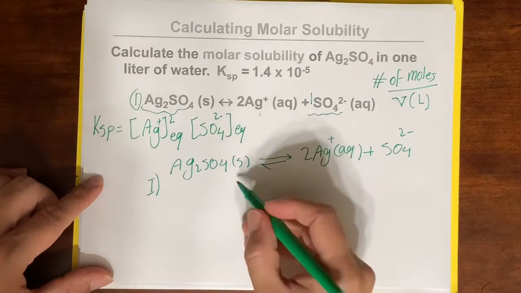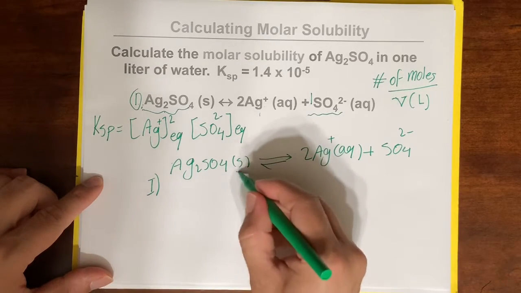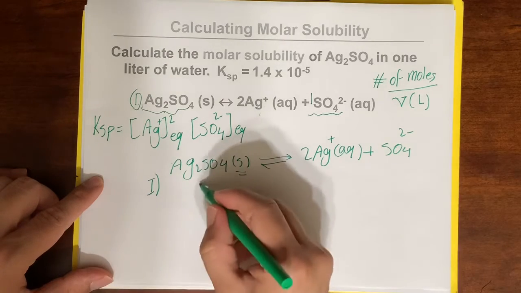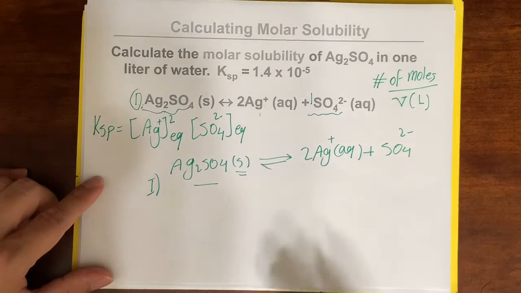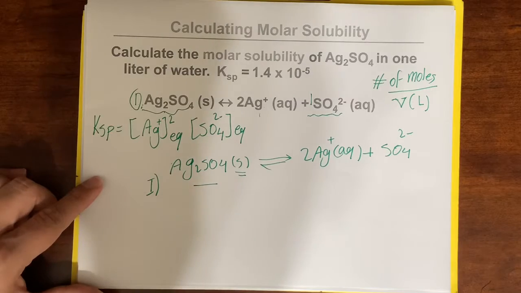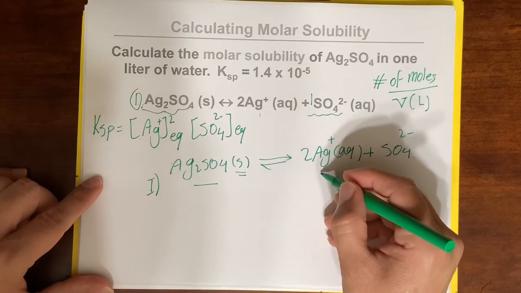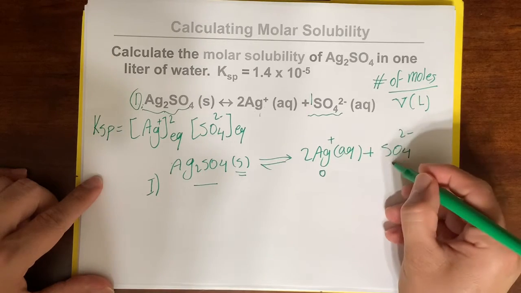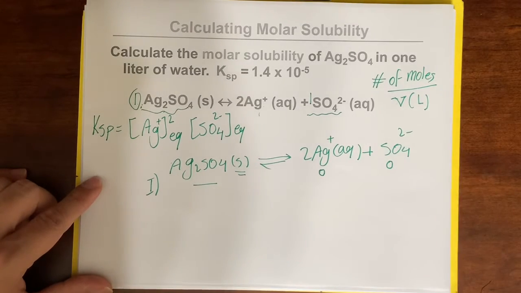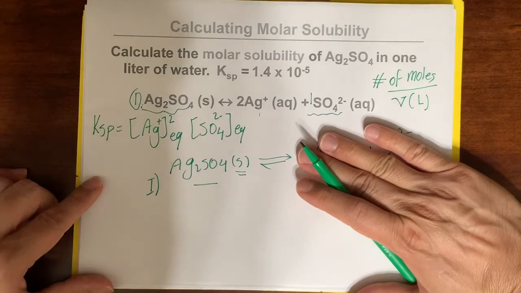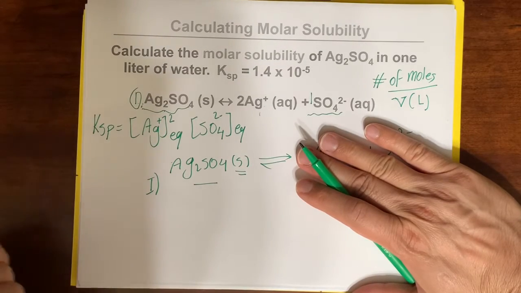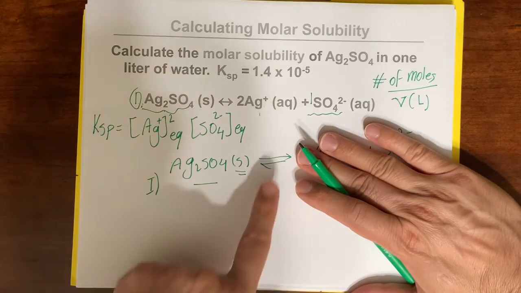What's the initial concentration for silver sulfate? Hey, this one is solid, so we don't care about it because it's solid. It's not going to have any concentration. Okay, we don't care about it. How about this one? At the beginning it is going to be 0. So I don't have this one right now. Because I don't have it, that means I do not have any equilibrium.